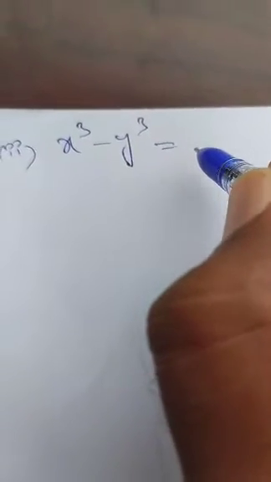Today we are going to discuss ninth bit, second question. x cube minus y cube equals x minus y into x square plus xy plus y square. We need to prove this statement is correct or wrong.